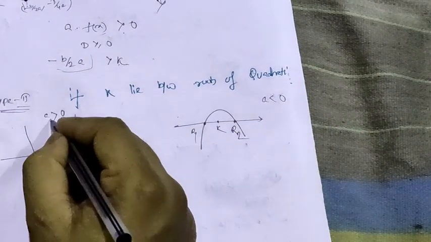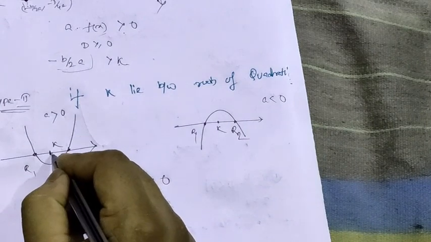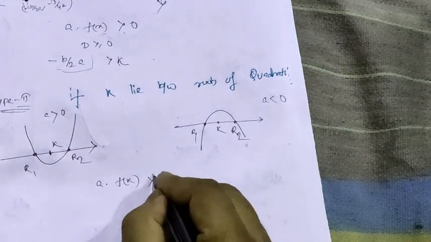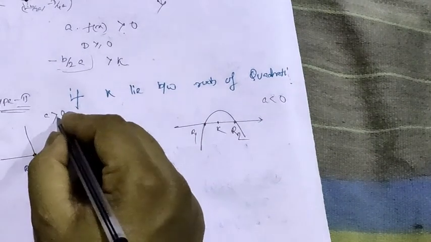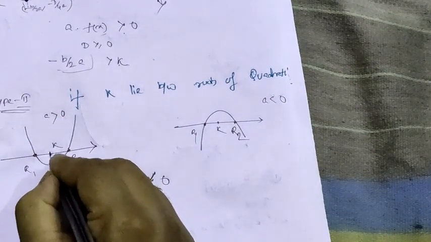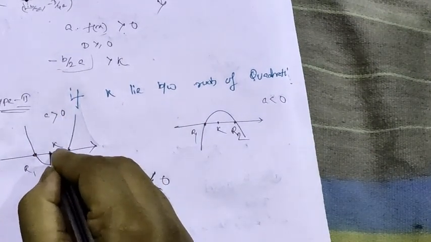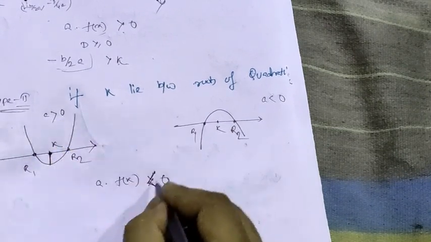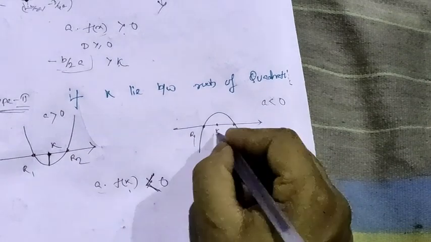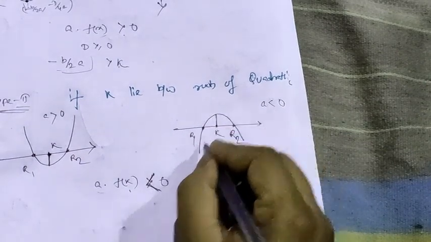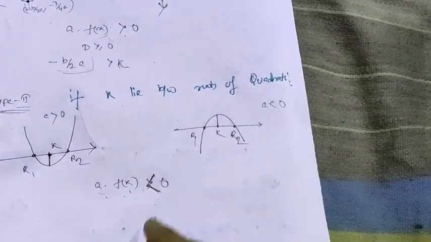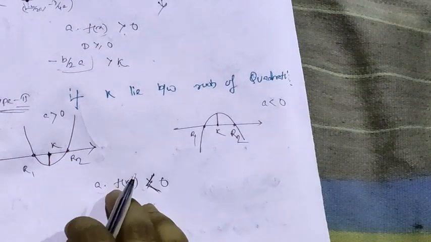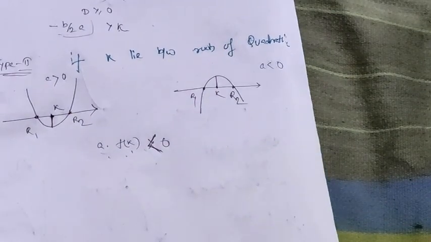Here you can check that in both the cases, a into f of k is always negative. In this case, a is greater than 0, and f of k, that is the value of the quadratic at the point x equals k, is negative, so a into f of k is negative. In this part also a is negative and f of k is positive, so a into f of k is negative. So you have to satisfy this condition and take out the common part.